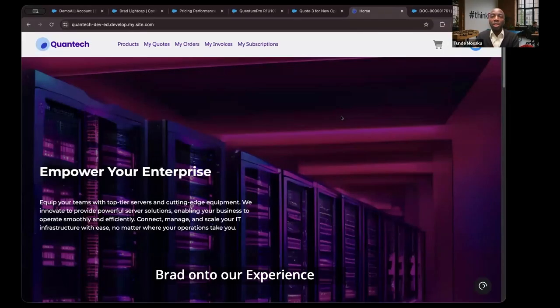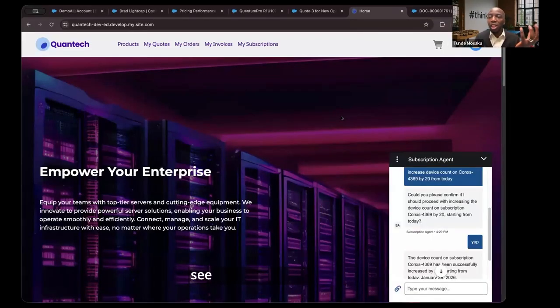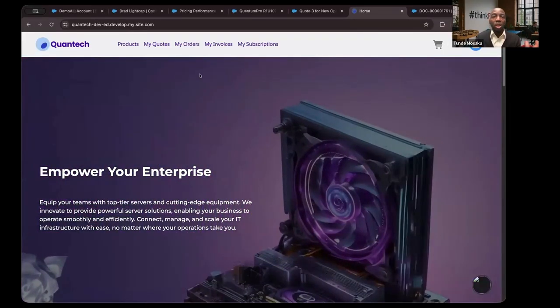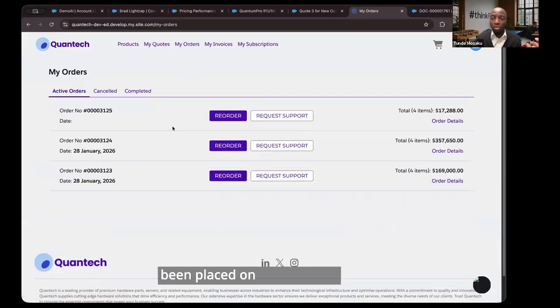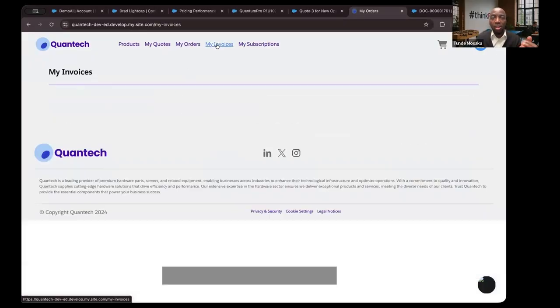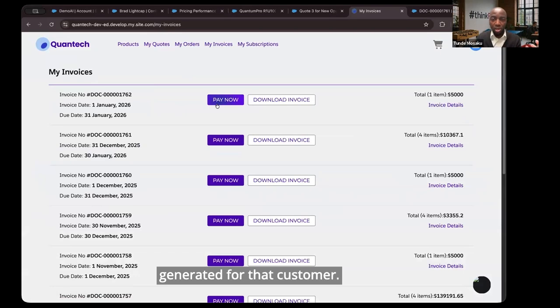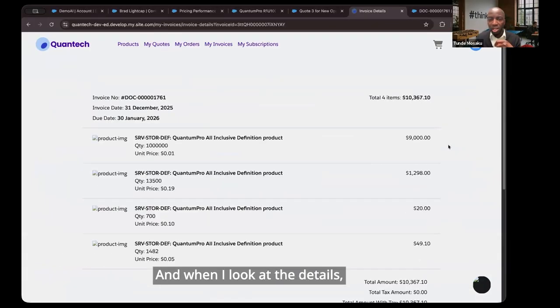We do a lot of self-serve for our customers, and we can go off and log in as Brad onto our experience site, and then we would see the experience that the customer has. So here are the orders that have been placed on behalf of the customer with some rates. Here are the invoices being generated for that customer. And then at this point, Brad's asking the question, ooh, I don't understand this invoice 761. I'm going to look at the details.